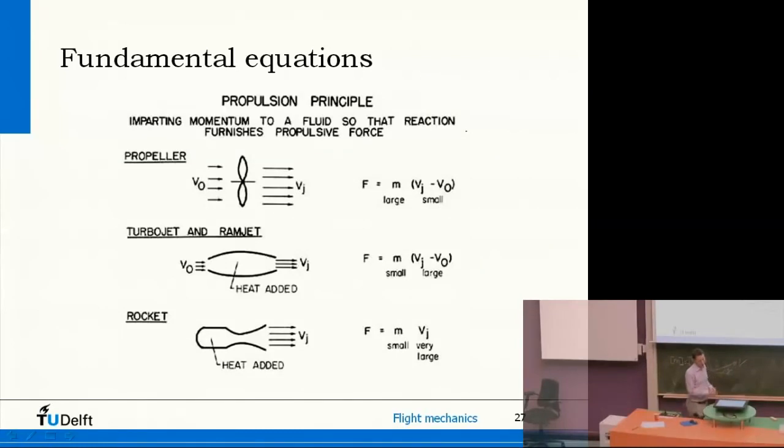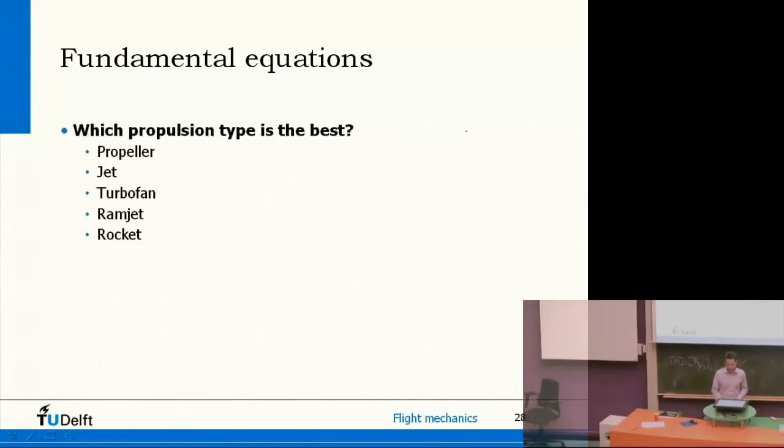So, if you look back at the equation, then for the propeller you have large mass flow, small speed difference, and for the jet you have a small mass flow and a relatively large speed difference. But then you might wonder, okay, which propulsion type is actually the best? Propeller, maybe a pure jet like you have on fighter aircraft, maybe a turbofan, which is a bit in between a pure jet and a propeller like you see in civil aircraft, maybe a ramjet, that's more a special case, or a rocket.